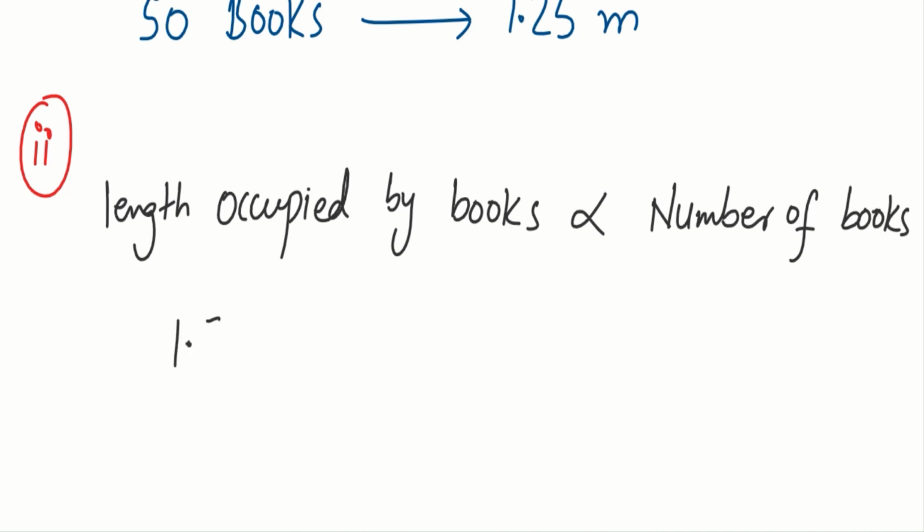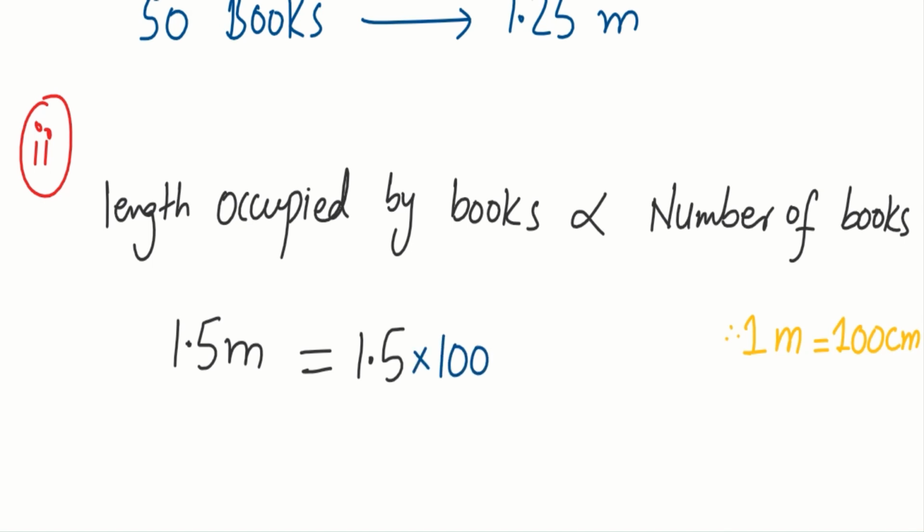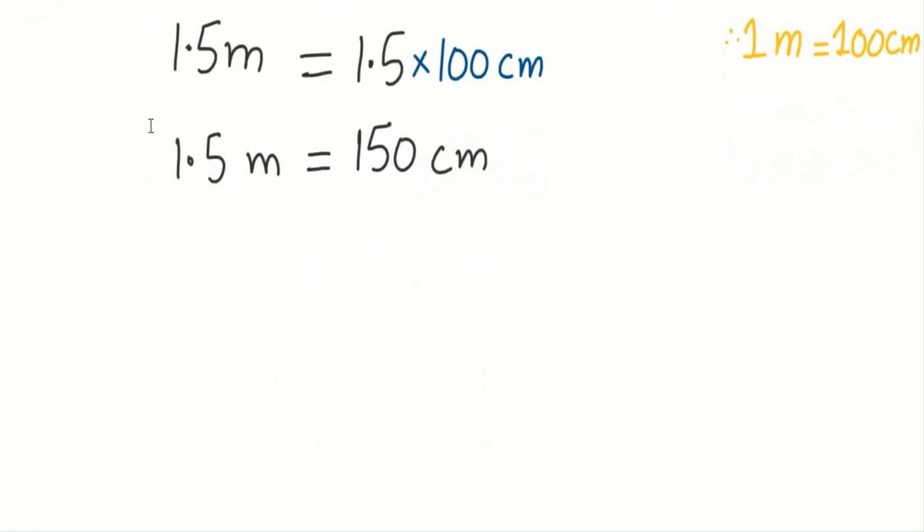Well, length is 1.5 meters, but it says that we have to find the number of books for a length of 80 centimeters. So let's convert this 1.5 meters into centimeters. We know that 1 meter is equal to 100 centimeters. So multiply this number 1.5 by 100, and it will become centimeters. 1.5 times 100 means this decimal will move 2 places towards right. So we get 150 centimeters. Now after converting from meters to centimeters, we are able to go towards our solution.